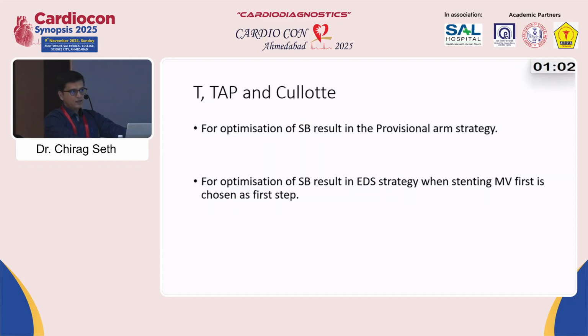Apart from that, the question was about T-TAP and culotte. So we must understand that T-TAP and culotte are by and large strategies which are adopted for optimization of side branch, usually in the provisional arm strategy, and by and large not an upfront bifurcation strategy with elective double stent. Of course, they can be used for optimizing side branch result if we choose to stent main vessel first. But usually it is a side branch first strategy in elective double stent, and there DKDC would be more preferable as a method.